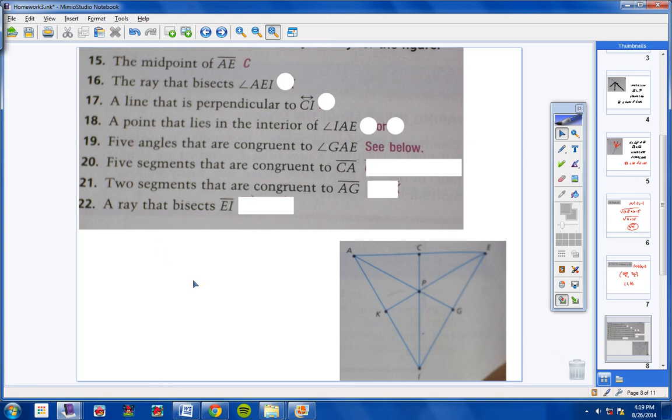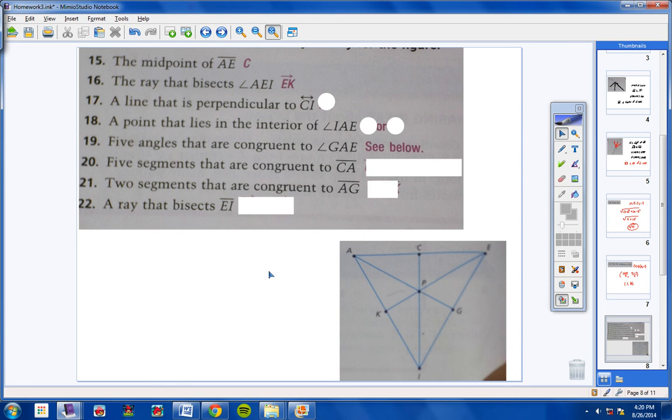Okay, number 16, I want to know the ray that bisects angle AEI. So here we go. We're going to go from A, angle AEI. What ray bisects that angle? Well, this one right here, KE or EK, however you want to say it. So let's see if that's correct. Let's take a quick look here, make sure we got that right, and it looks pretty good.